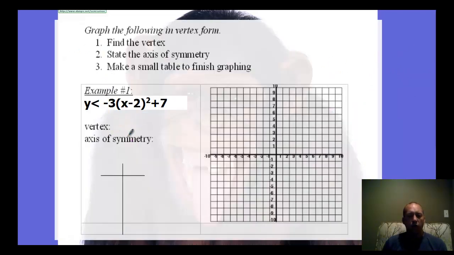Last problem here, similar to yesterday, we can have an inequality. We still have the vertex (2, 7). Axis of symmetry is x equals 2. We can also use the a value. From (2, 7), I go right 1, we go down 3. Left 1, down 3. Plug in 0. So we get 0 minus 2 is negative 2. Negative 2 squared is 4. 4 times negative 3 is negative 12. Negative 12 plus 7 is negative 5.